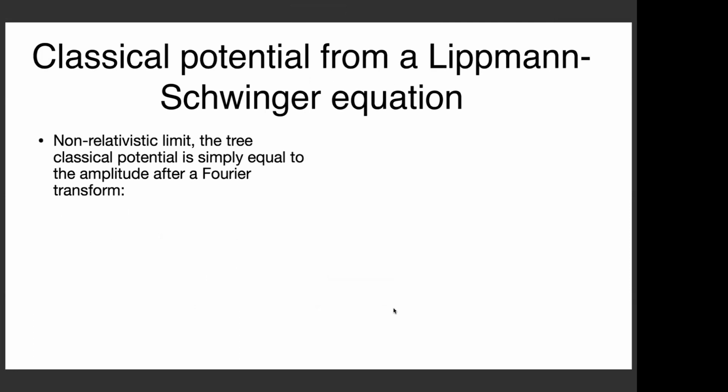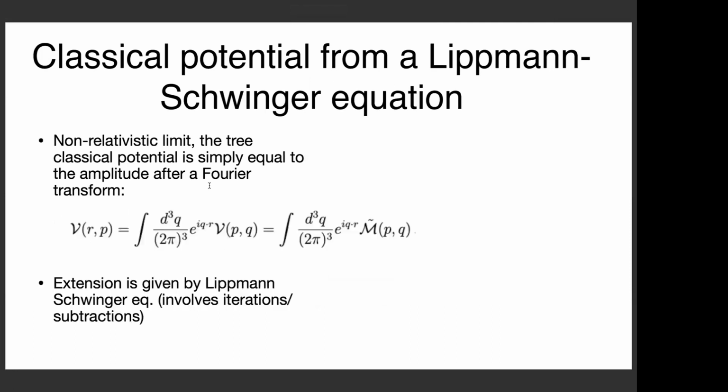In the non-relativistic limit, we can quite easily see that the interaction potential and the amplitude are related through a Fourier transform in flat space. So when we take the space part of the amplitude, we can do a 3D Fourier transform between variables Q and R and go to an R-space definition of a potential.